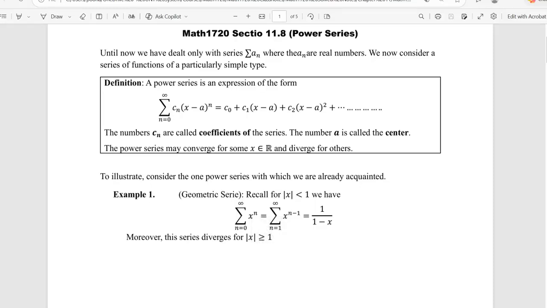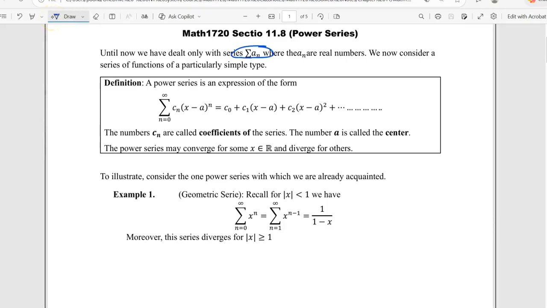Hello. We're going to start section 11.8. Until now, we've done a lot of convergence and divergence of series, but most of the time we have dealt with only the series where all the an terms were real numbers. They were dependent upon n, but as we put in n, it becomes a real number. Now we are considering a series which has functions in the terms. So we start with power series.